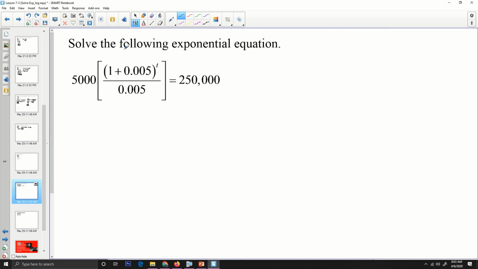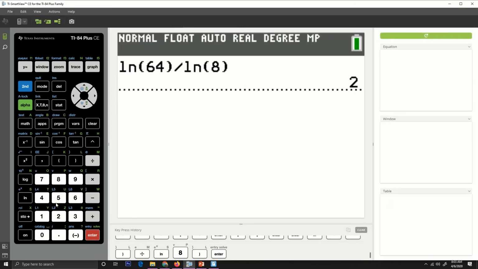All right, so they want us to solve the following exponential equation. We want to figure out what t is. The first thing I have to do here is I'm trying to get t by itself, so I'm going to divide by 5,000. And that'll give me 1 plus 0.005 all to the t power over 0.005. So let's do that calculation. So 250, and then I put 3 zeros to give me 1,000, divided by 5,000. It's going to give me 50.